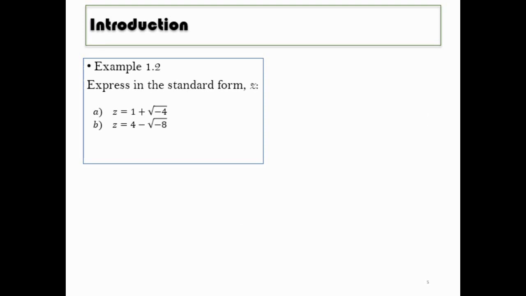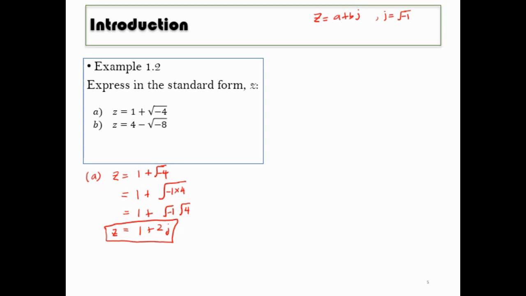Okay, let us try to do this example on how to express this in standard form. We know that standard form is Z equals A plus Bj, and that j equals square root of -1. So for A, Z equals 1 plus square root of -4. We need to write -1 from the -4 here. So -4 is actually -1 times 4, and because this is multiplication, we can separate the square root. So we get square root of -1 times square root of 4. Square root of 4 is 2 and square root of -1 is j. So Z equals this.